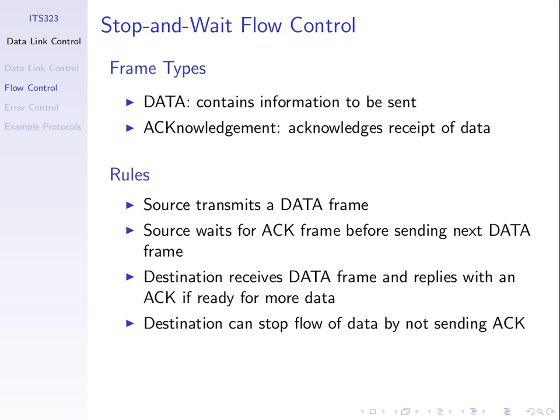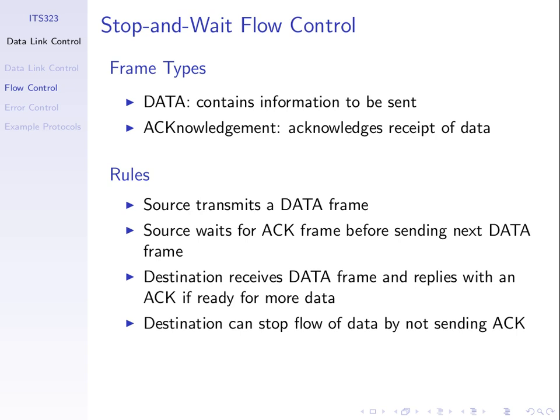What does the destination do? When a destination receives a data frame, it processes that data. It's not shown here, but it processes that data, and when it's ready to receive more, it replies with an ACK. So the destination receives the data, looks at it, processes it, is done with the data, and now sends back an ACK saying, I'm ready to receive more data.